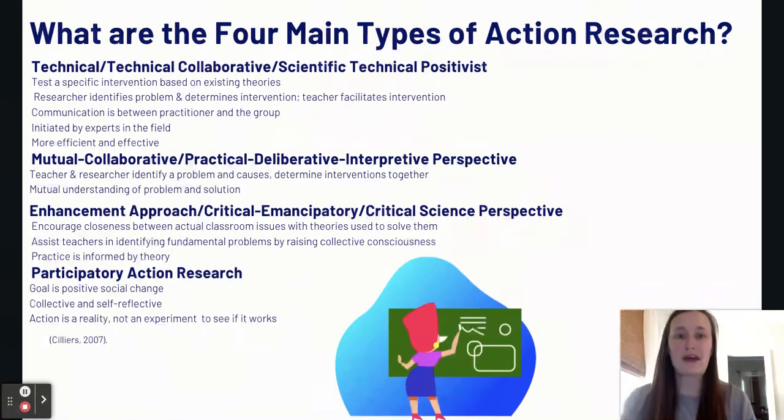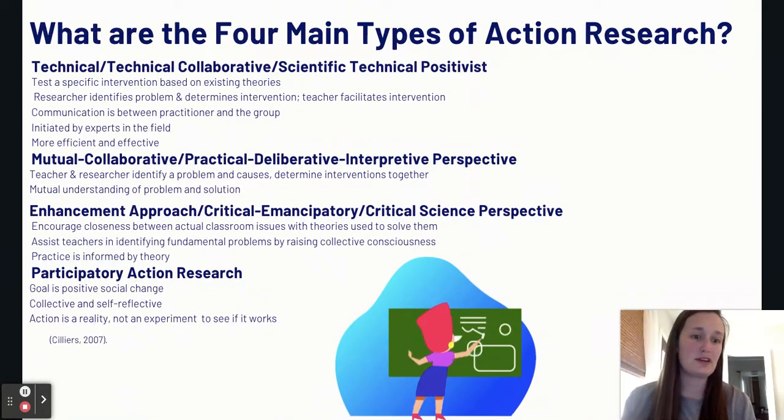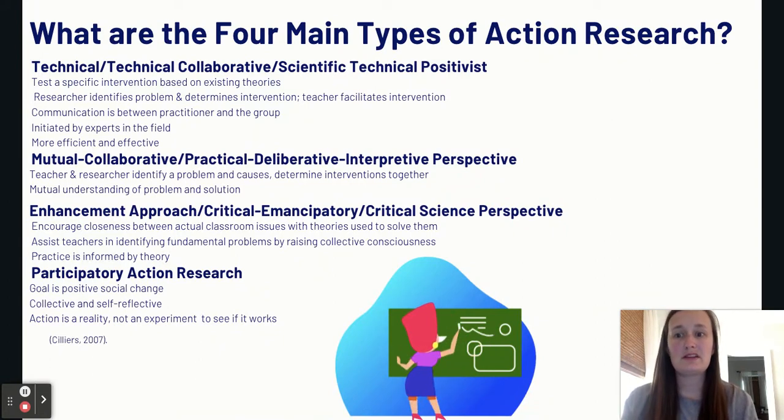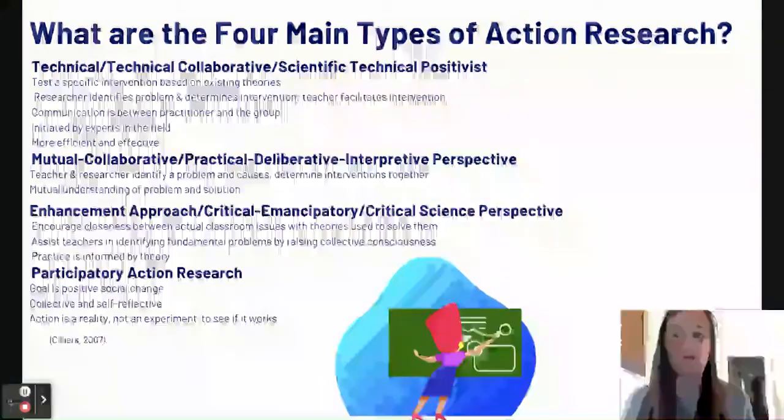The 4 main types of action research, I collected all this information from Cilliers. The first is technical action research. That is to test a specific intervention based on existing theories. The researcher identifies the problem and determines the intervention, and then the teacher facilitates that intervention. The teacher does not come up with the issue or the intervention themselves. The researcher does it. It is initiated by experts in the field, and because of this, it seems to be more efficient and more effective.